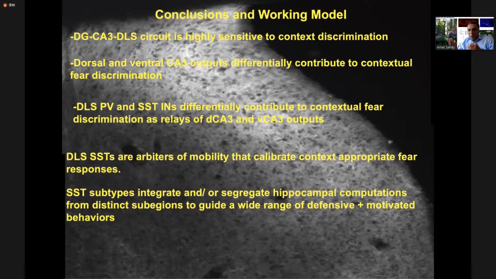We posit that these SST cells are arbiters of mobility that calibrate context-appropriate responses underlying both defensive and motivated behaviors, and that distinct subpopulations of somatostatin cells, characterized by distinct patterns of input-output connectivity, physiology, and neuropeptide expression, play a role in this calibration of defensive and motivated behaviors by our context or our environment.